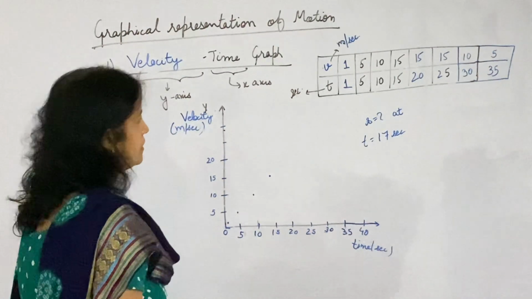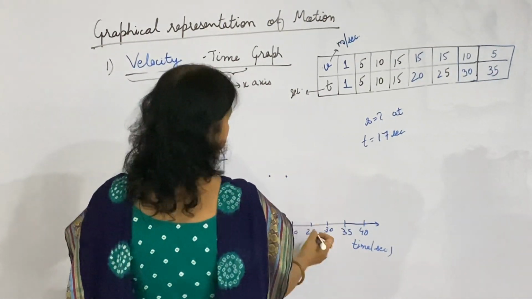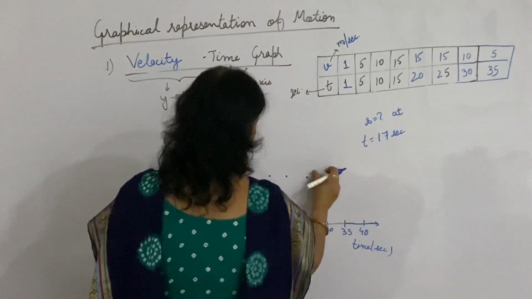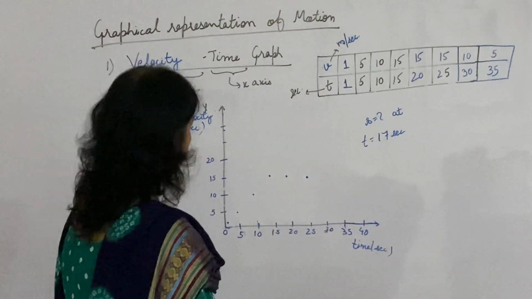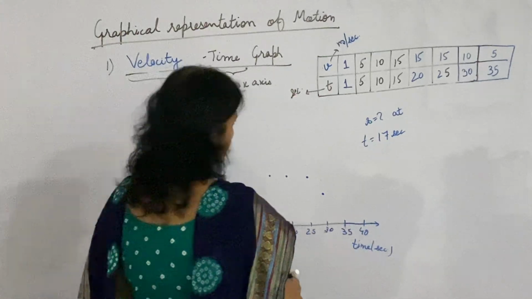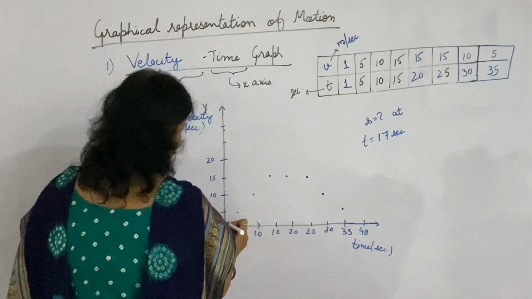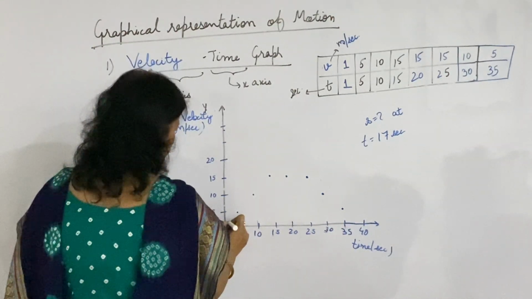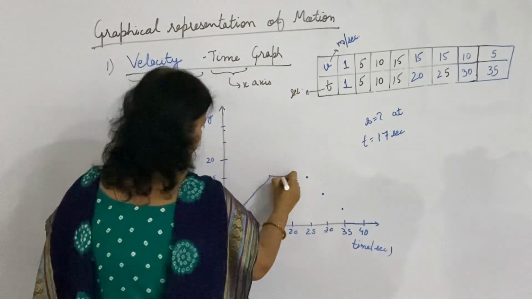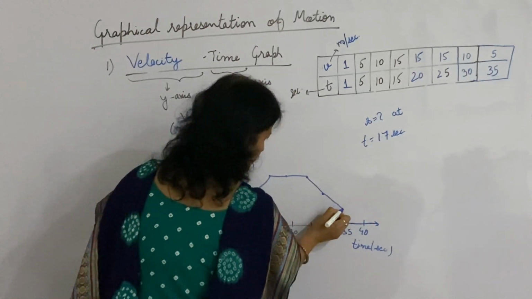At time period 20, velocity is 15. At time period 25, velocity is again 15. At time period 30, velocity is 10. And at time period 35 seconds, velocity is 5. So if we draw the graph, it comes out to be like this.